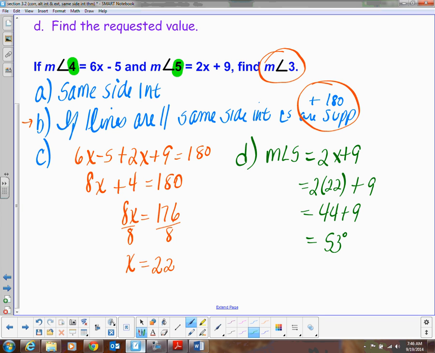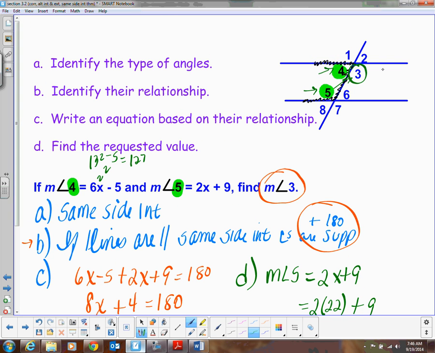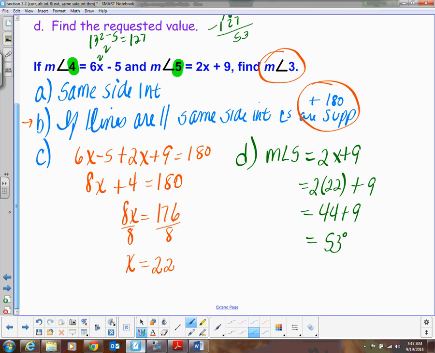If you did it with 4, would you still get the same answer? No, because, yes, if I put 22 in here, I would get 132 take away 5, which is 127, but that's not my answer. Because remember, 4 and 3 were what? Supplementary. So now I'm going to have to say 180 minus 127, and that's going to be 53. See? I got the same answer. For the last problem, either way.